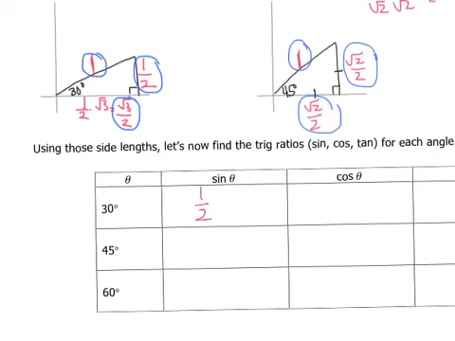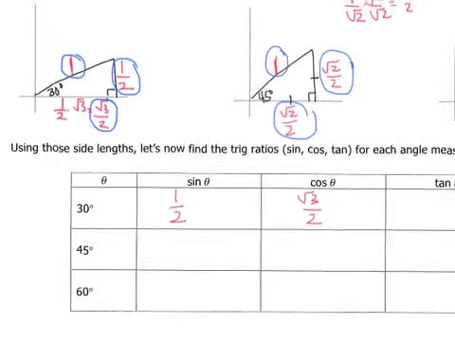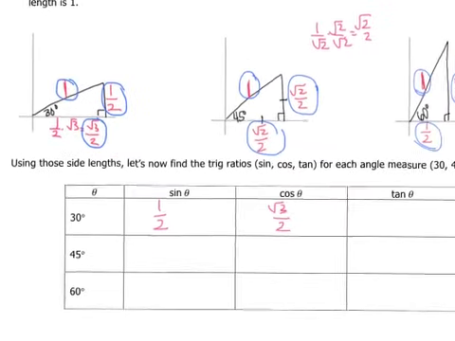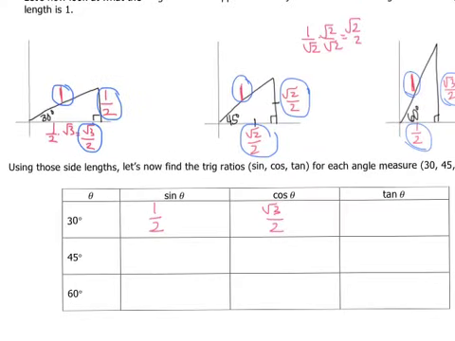What about cosine? That would be radical 3 over 2 over 1, which is just radical 3 over 2. And then here's the tricky one. We're going to show a little bit of work for this one. Tangent's a little bit trickier. We have the opposite side over the adjacent side. So this is 1/2 over radical 3 over 2.